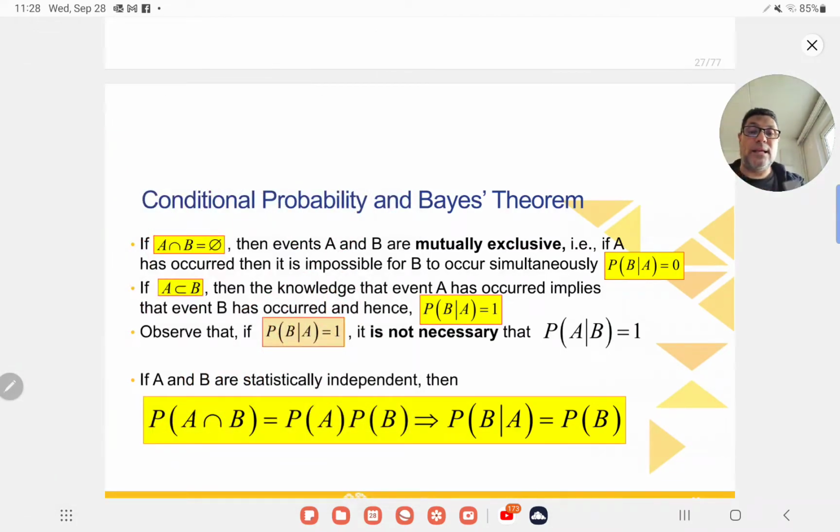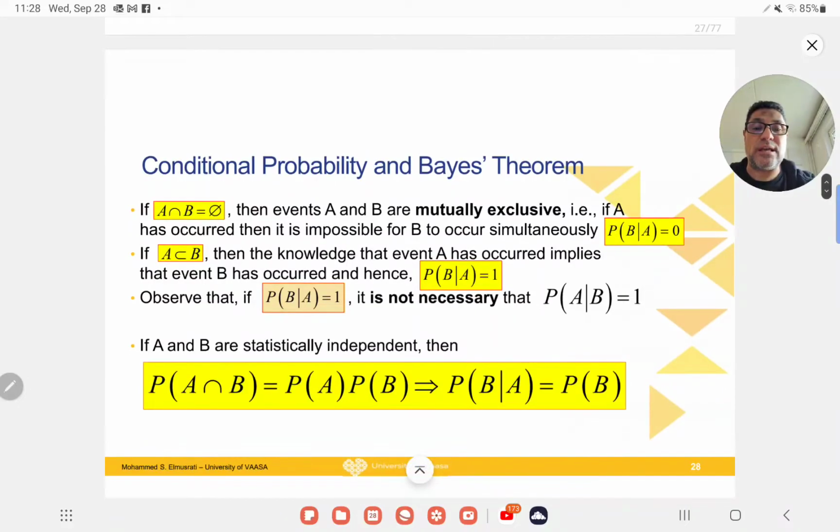Let us close this one, and now we go back to the slide. If the intersection of A and B equals phi, it means that they are mutually exclusive, and in that case the probability of B given A equals zero, as I explained. If A is implied in B, then the probability of B given A is, of course, equal to 1. But it is not necessary that the reverse is always correct. It is not necessary that if the probability of B given A equals 1, then the probability of A given B equals 1. No, it is not. And we will see this in some simple examples.